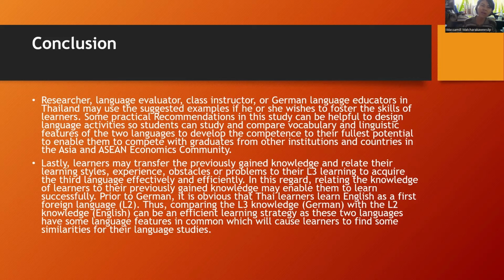And you know that prior to German in Thailand, it is obvious that Thai learners learn English as the first foreign language, namely L2. Thus, comparing the L3 knowledge, namely German, with the L2 knowledge, namely English here, can be an efficient learning strategy, as the 2 languages have some language features in common, which will cause learners to find some similarity for their language study.